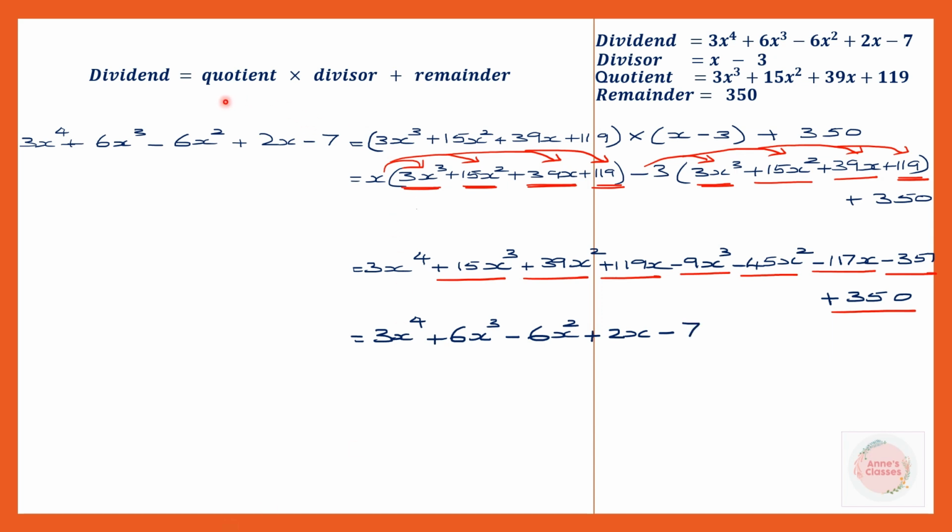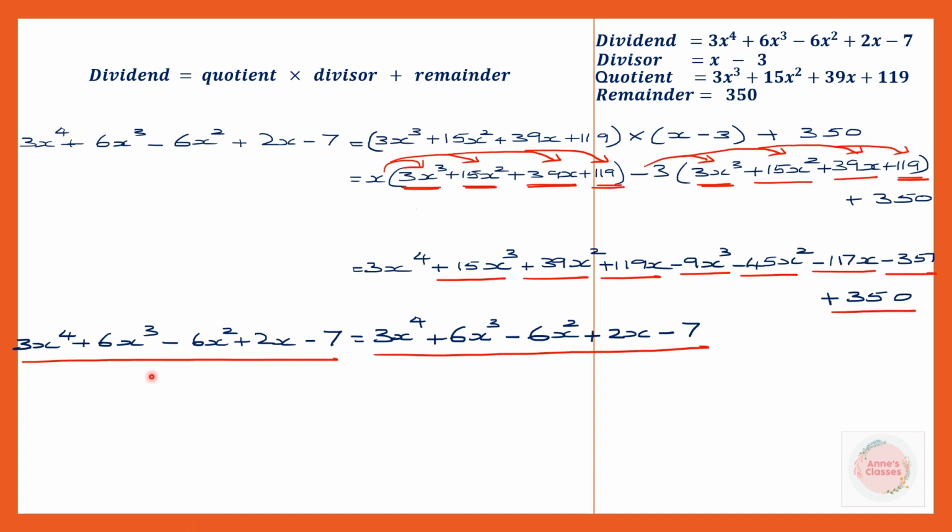So on the right hand side, quotient into divisor plus remainder, we got this. Now on the left hand side, let's write down what we have: 3x to the power of 4 plus 6x cubed minus 6x squared plus 2x minus 7. Here we have the left hand side and here we have the right hand side. Look carefully and see whether both are equal. They are both equal. So this is how we verify. If they are both equal, that means our quotient and our remainder are correct. What we worked out in the previous step, the first part of the question, this verification tells us that that part was correct.